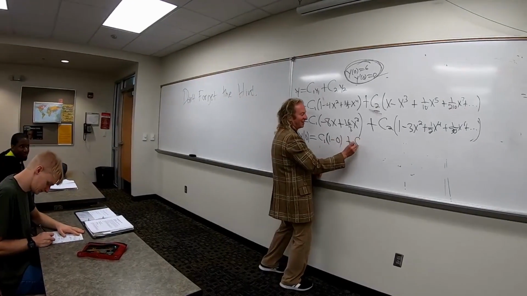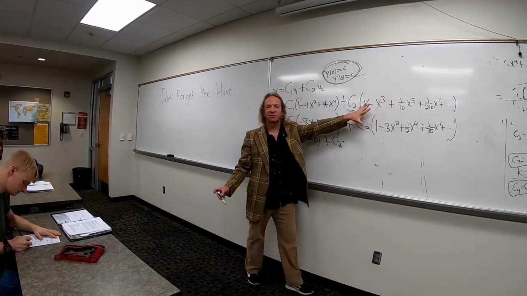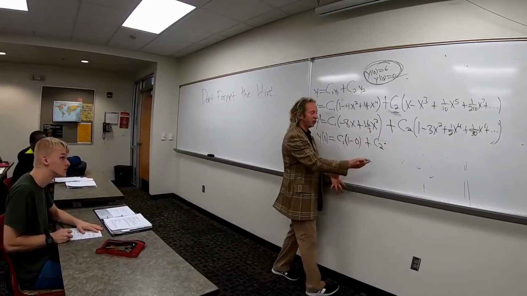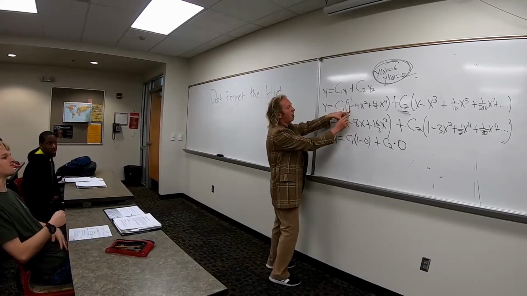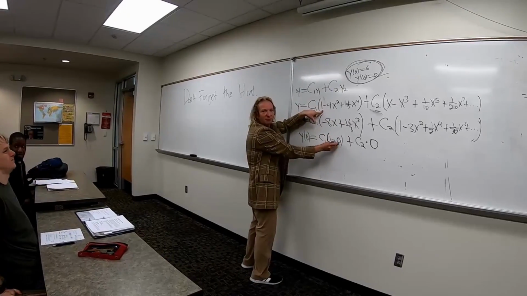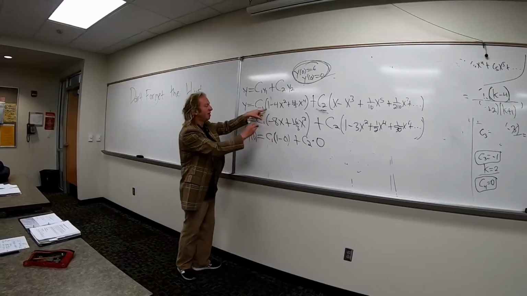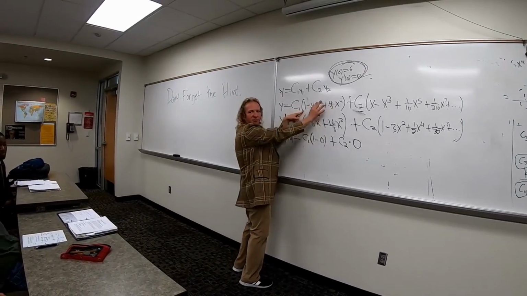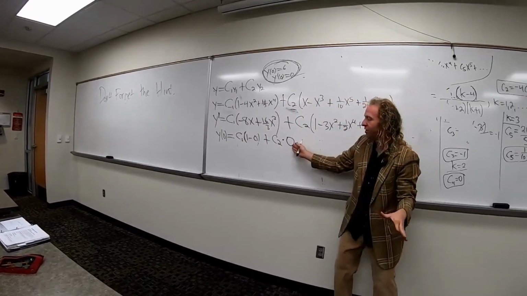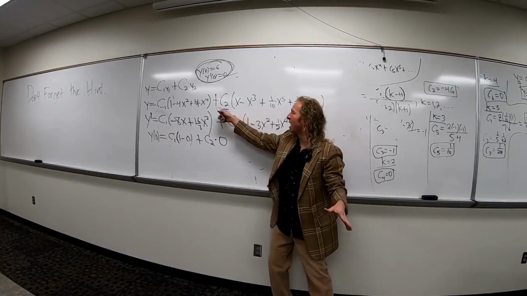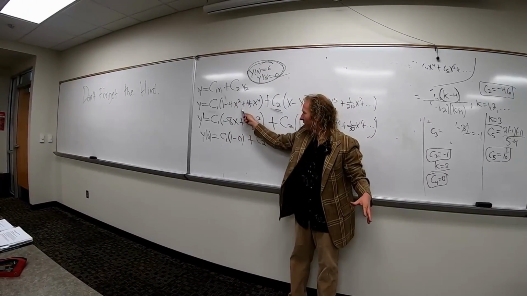Plus C2 times, what's all of this going to be because of all the zeros? 0. But isn't it 1 minus all that stuff? No, this one is 1 minus 0. Now I'm doing this one. So 1 minus 0, and then all of this is 0. Doing the top one, we're plugging in 0 to the top one. So 1 minus 0 is 0.